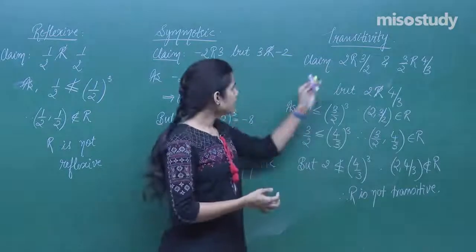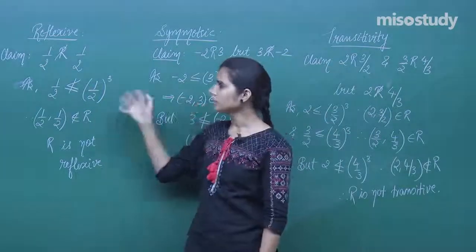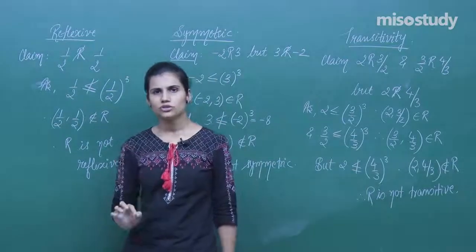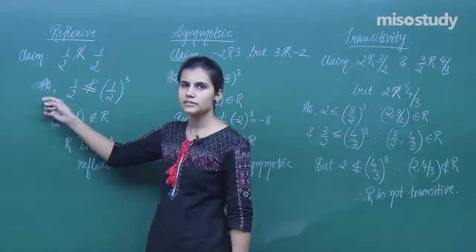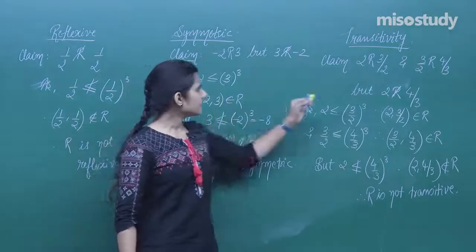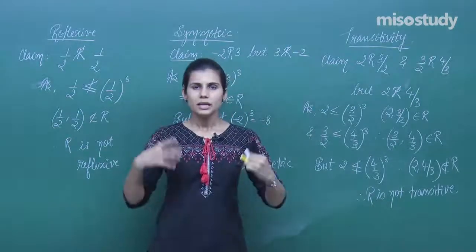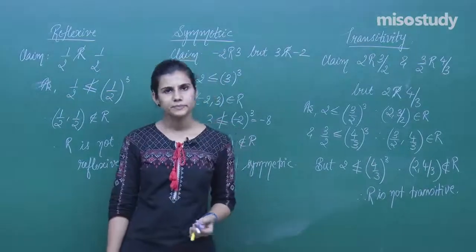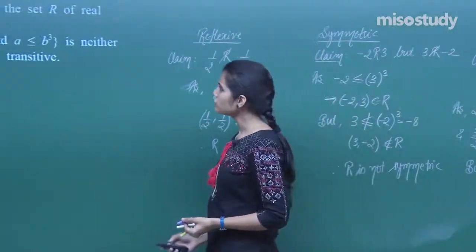Even apart from these quantities that I have chosen, you can definitely choose some other quantities as well. You just need to ensure that you cancel out reflexivity here, cancel out symmetricity here, and cancel out transitivity here. The elements that you choose to do that can be different. I have chosen these, you can choose some other. Clear? Moving to the next question.